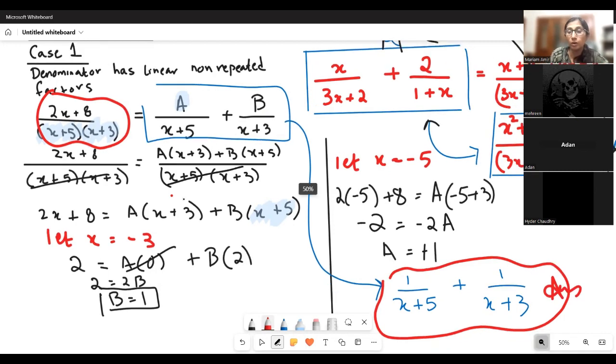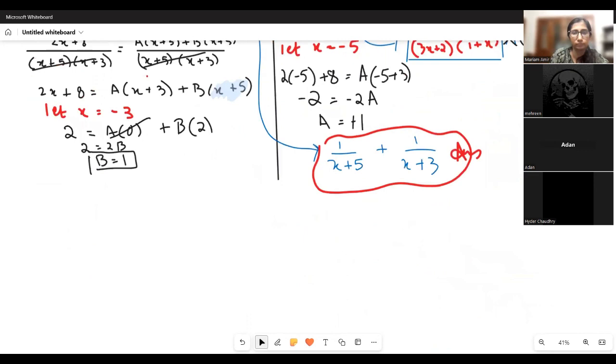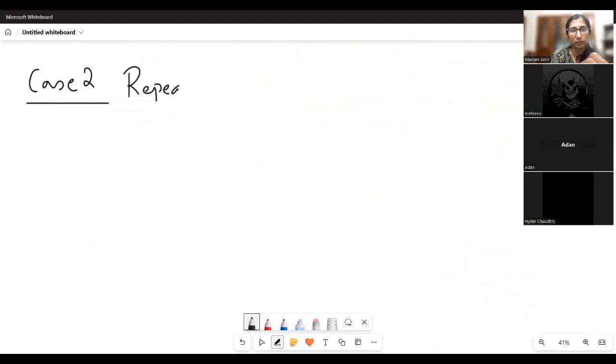Okay, this is case 1, where you have linear factors in the denominator, but none of the factors is being repeated. So in that case, you use A, B, and C at the top of the respective factors. Okay, that was case 1. Now let's do case 2, which is the repeated linear factor in the denominator.